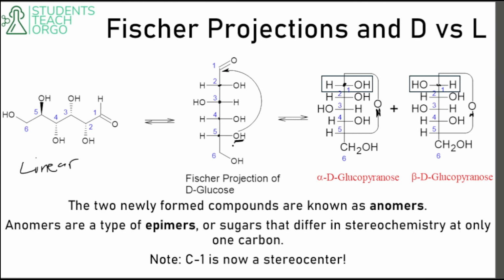But when it attacks that carbonyl carbon at 1, you can form two types of stereocenters there: one where the hydroxyl is on the right, or one on the left. That's alpha and beta, and we're going to see that even more clearly in a Haworth projection in a minute. Basically, these two newly formed compounds are known as anomers. Anomers are a type of epimers. An epimer is a sugar that differs in stereochemistry at only one carbon. Keep that in mind: only one carbon is where the stereochemistry differs. In this case, this is carbon 1, and these guys are anomers. All right, let's continue.